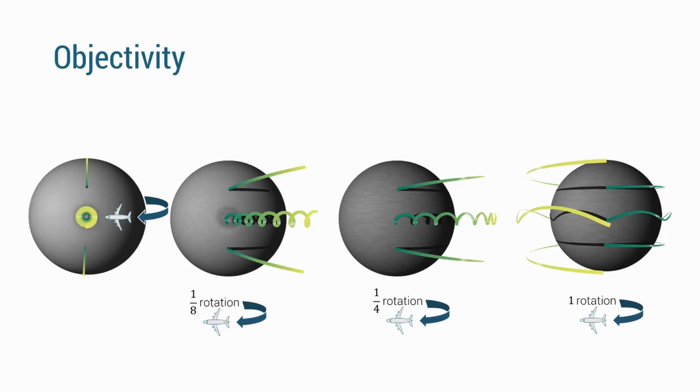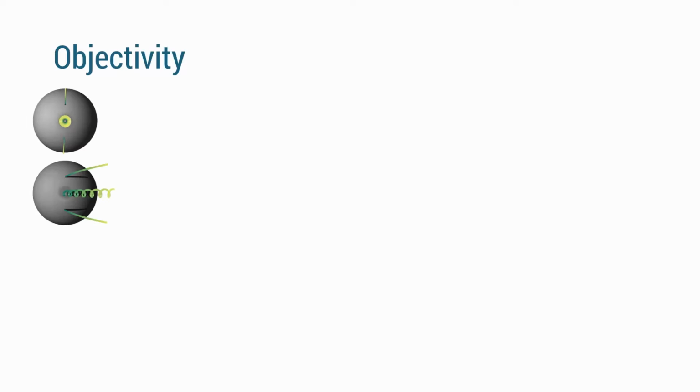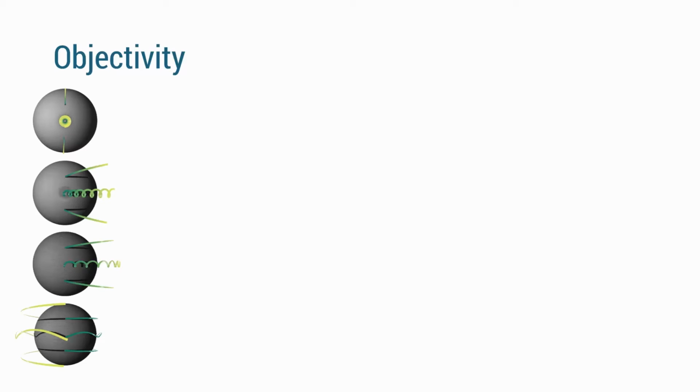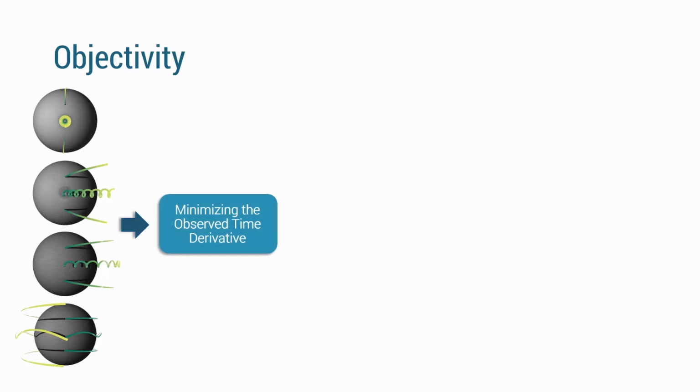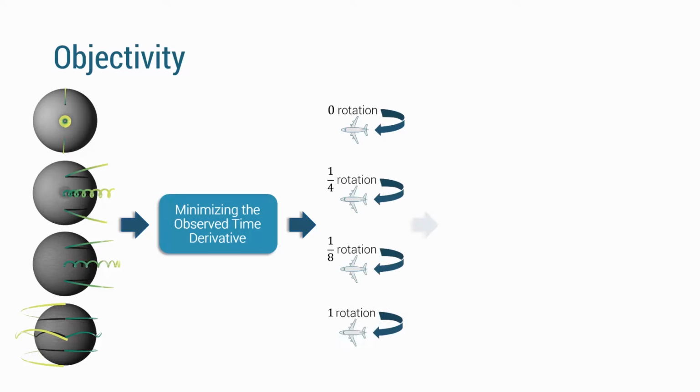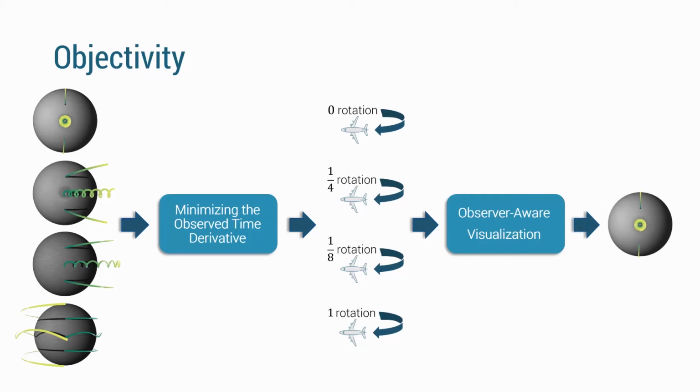What we require from our feature-centric optimization is that it compensates for these different observers. So no matter which of these input fields we take, when we minimize the observed time derivative, we require that the optimal observer field is compensating for the different inputs. When we use the different observer fields in our observer-aware visualization, the outcome is always the same. In the paper we showed that the observed time derivative fulfills this property and that our feature-centric visualization is objective in this sense.